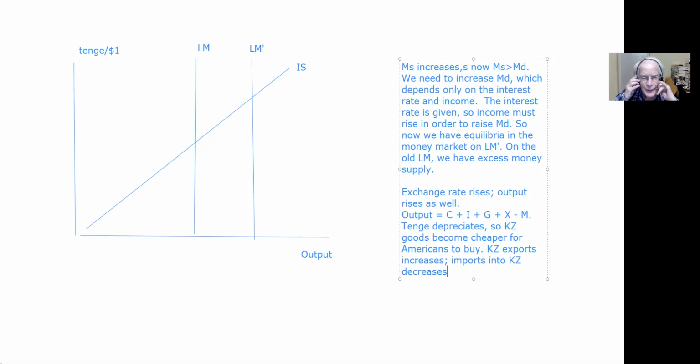Decreases? Is that what you said? I did not quite hear you. Did you say that imports rise or fall into Kazakhstan? Good. And why? Because the tenge becomes cheaper. Yes, good. That's right. So the tenge costs less of a dollar than before.